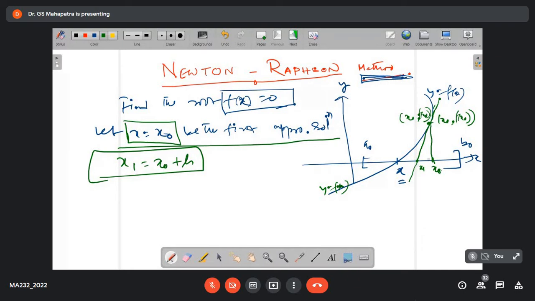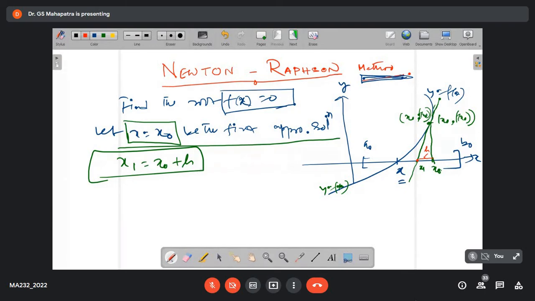So the improvement is just the red line. That is h. This one is h. So what is x1? The x1 is x0 plus h. That is the actual solution.